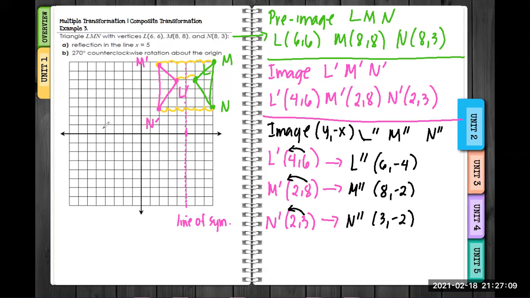There you go. Let's find that. 6: 1, 2, 3, 4, 5, 6. Negative 4: 1, 2, 3, 4. Again, 6, then negative 4. Yep, we're good. Next, 8: 1, 2, 3, 4, 5, 6, 7, 8. And then negative 2: 1, 2. I forgot to label L prime prime, M prime prime, N prime prime. 3, and negative 2.